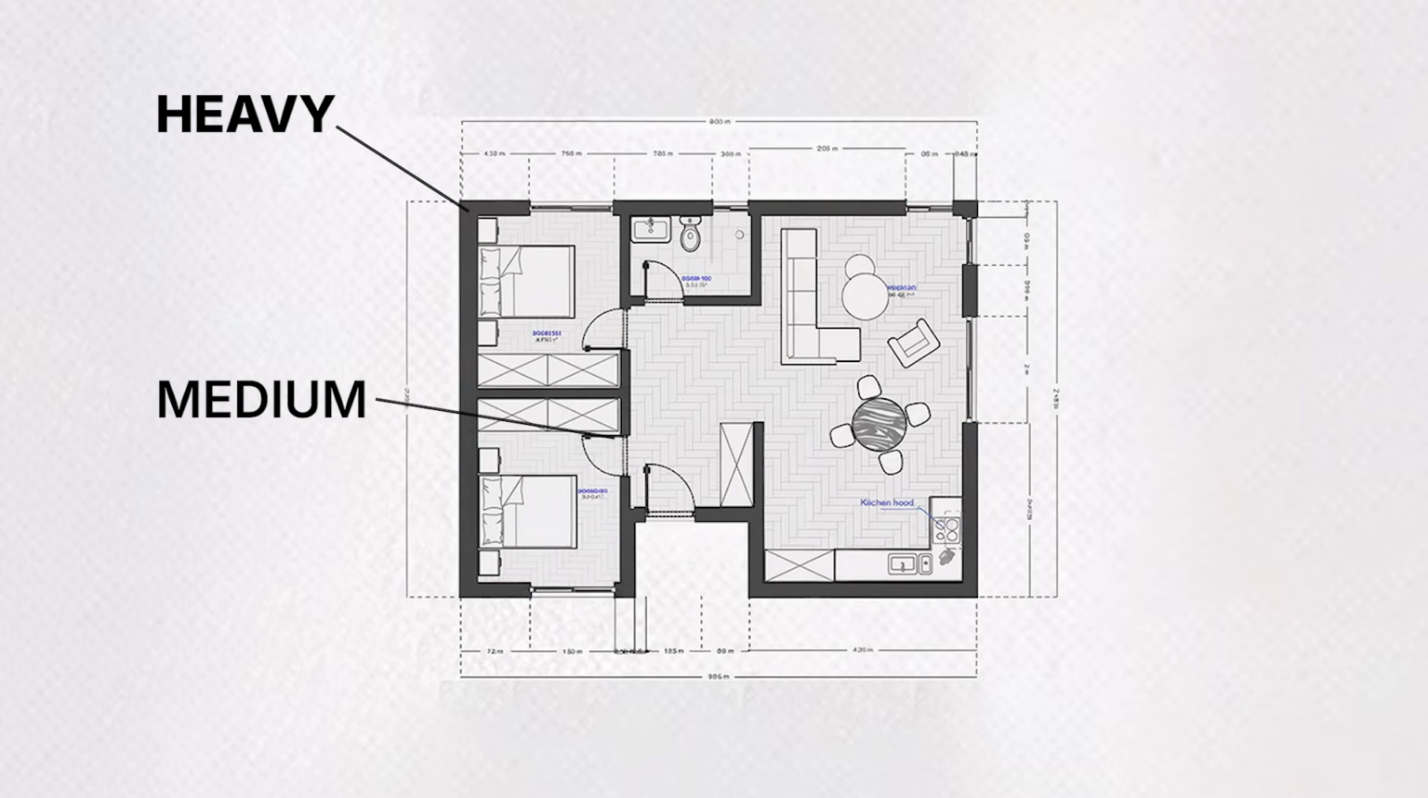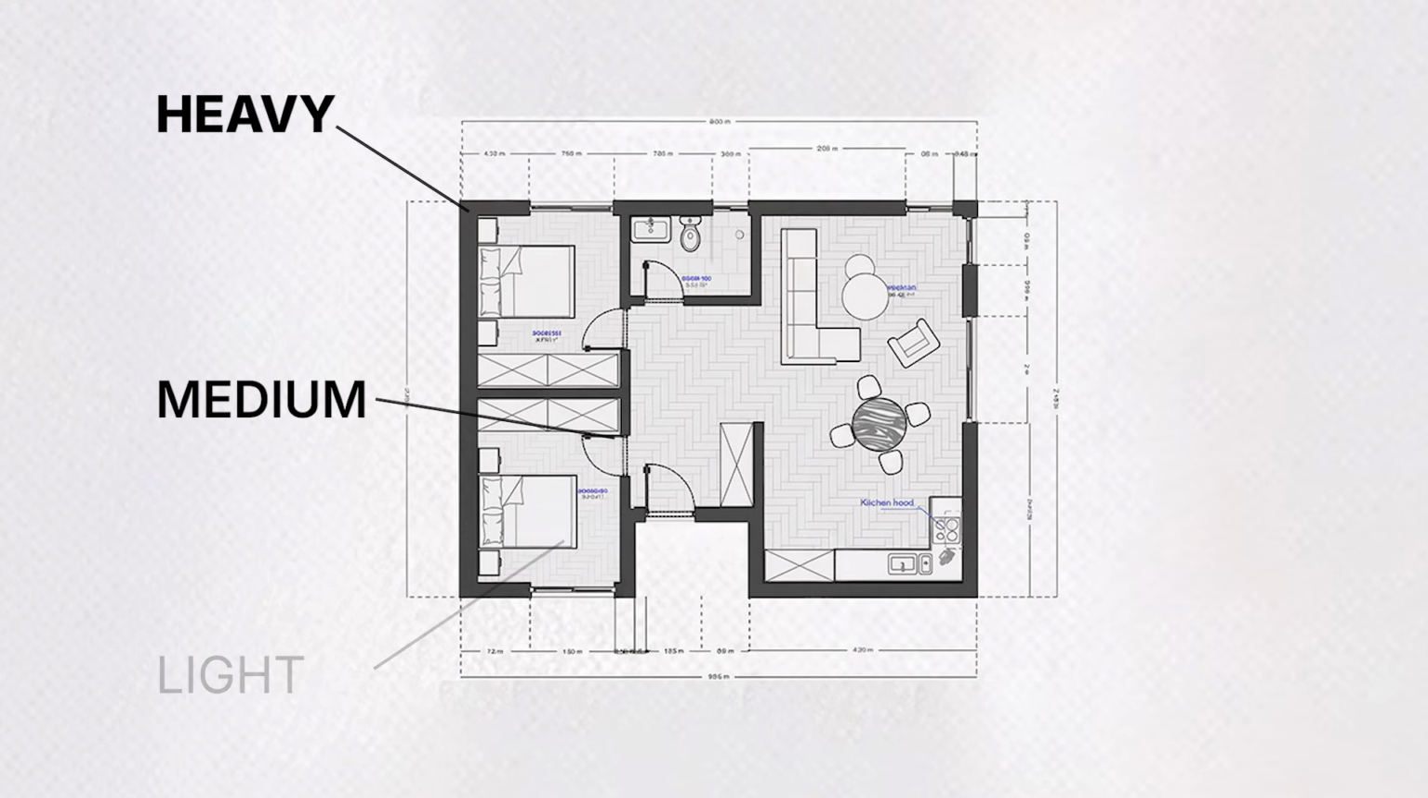Next are the medium lines. I use the medium line weights for things that interact with the walls and the circulation, so this would be doors and windows, stairs as well. These are the elements that are not being cut in the same way as walls, but they're critical for understanding how you move through the space. So they stand out more than furniture, but less than the walls themselves.